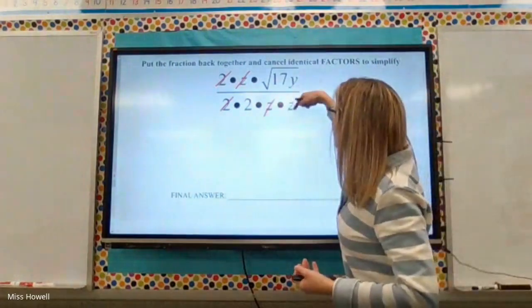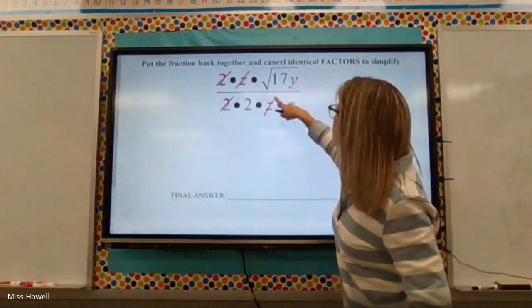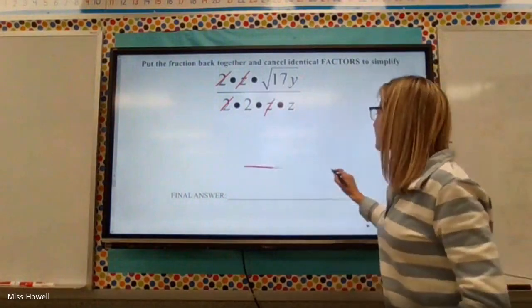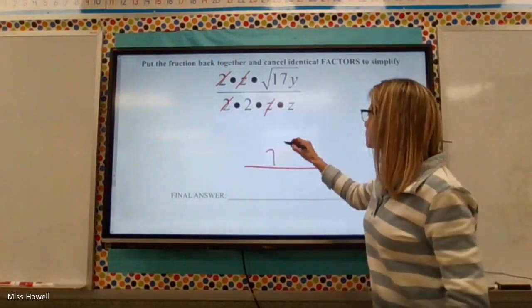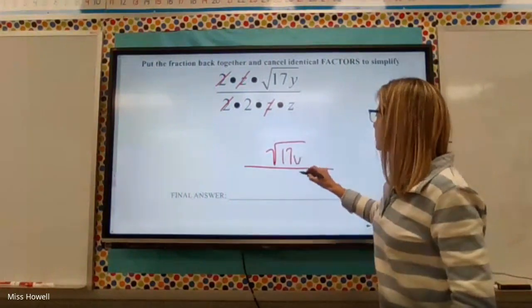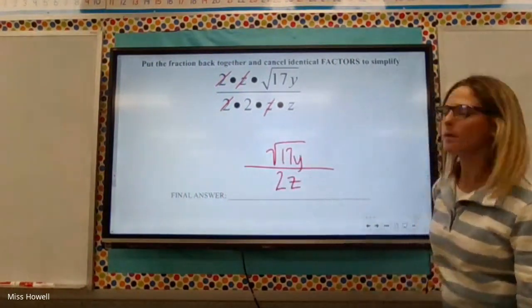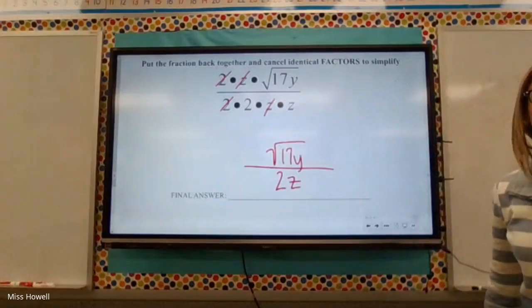So there's none of that down here. There's no other 2's and Z's up top. So now we know our simplified version. Put it all together. Final answer. On top, we have the square root of 17y. And on the bottom, we have 2Z. That would represent our most simplified version.